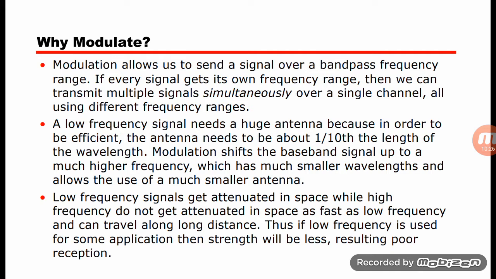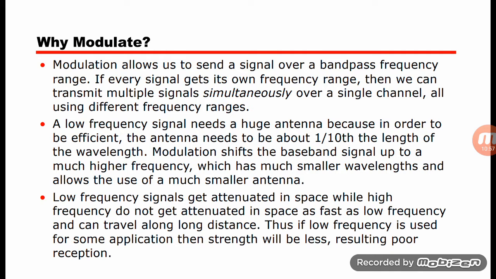Okay. Now let's move forward. The second reason is a low frequency signal needs a huge antenna. Why? Because in order to be efficient, the antenna needs to be about 1/10 the length of the wave. Modulation shifts the baseband signal up to a much higher frequency, which has much smaller wavelengths and allows the use of a much smaller antenna.